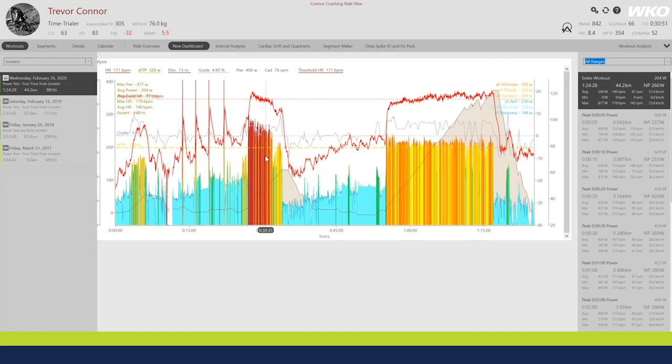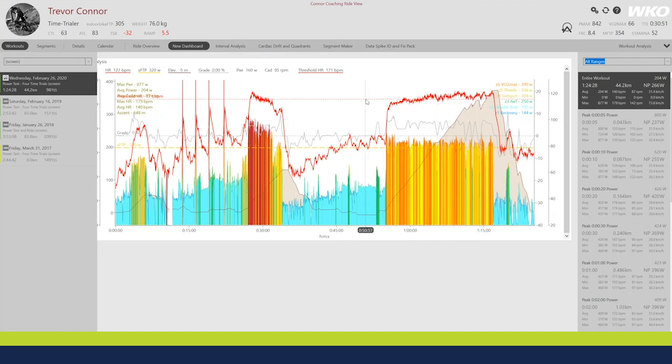So this is an example of a good test. What I'm looking for is relatively steady wattage, which you see over here. But what I really want to see is that heart rate. And what you'll see is it comes up over the first minute or two. Then, it's never perfectly flat, but you'll see it's flatter.